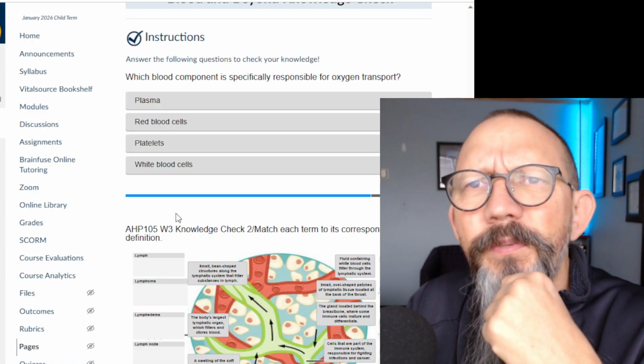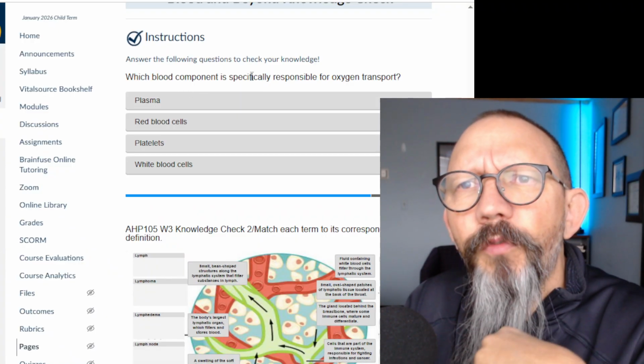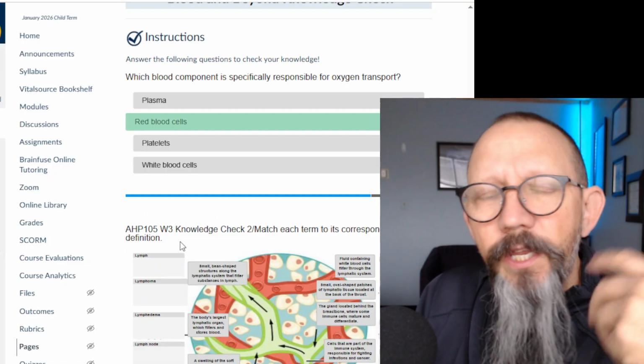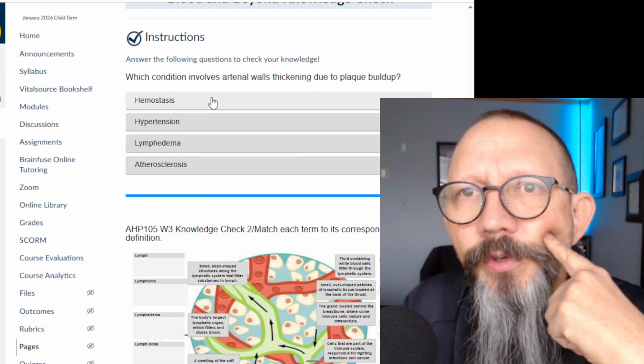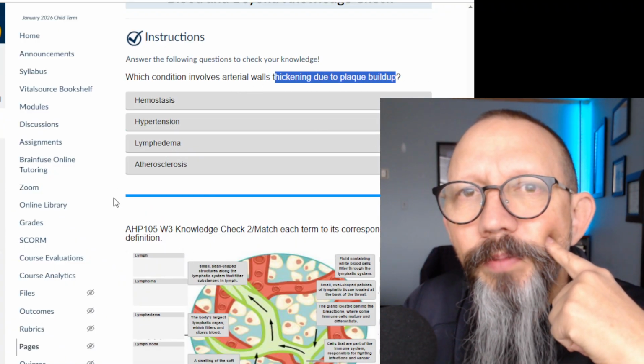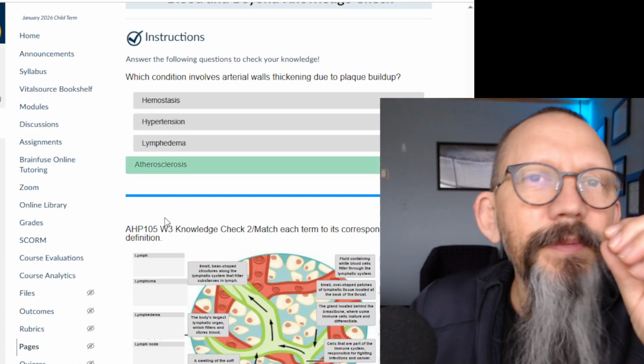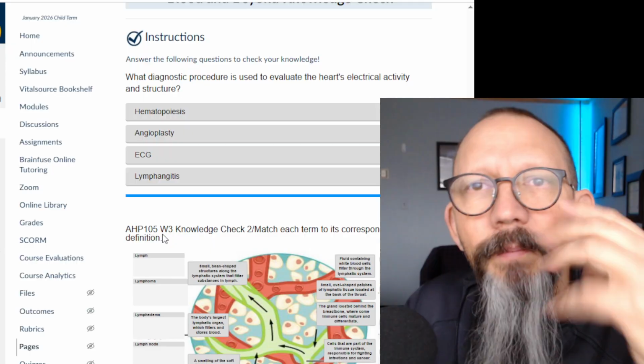Which blood component is specifically responsible for oxygen transport? It's going to be red blood cells, the erythrocytes. They have the hematocrit and hemoglobin and stuff like that. Which condition involves arterial walls thickening due to plaque buildup? That's going to be atherosclerosis. Sclerosis means hardening, actually. Okay, edema means swelling.